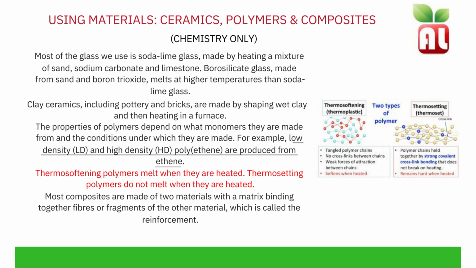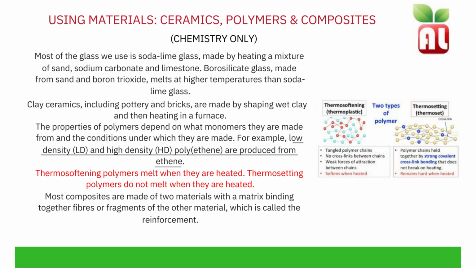Ceramics, polymers and composites. Most of the glass we use is soda lime glass, made by heating a mixture of sand, sodium carbonate and limestone. Borosilicate glass, made from sand and boron trioxide, melts at a higher temperature than soda lime glass. Clay ceramics, including pottery and bricks, are made by shaping wet clay and then heating in a furnace.